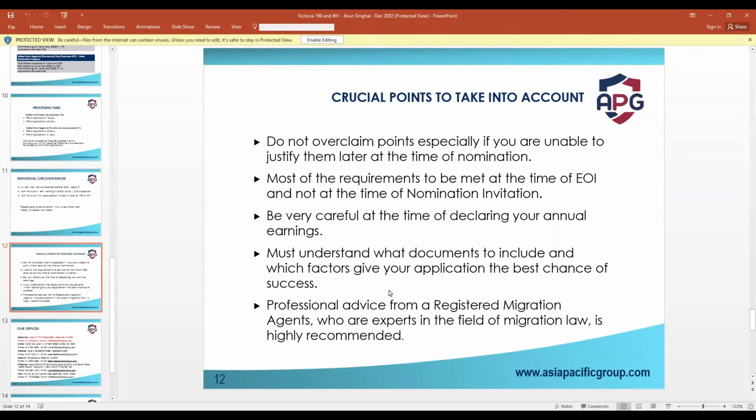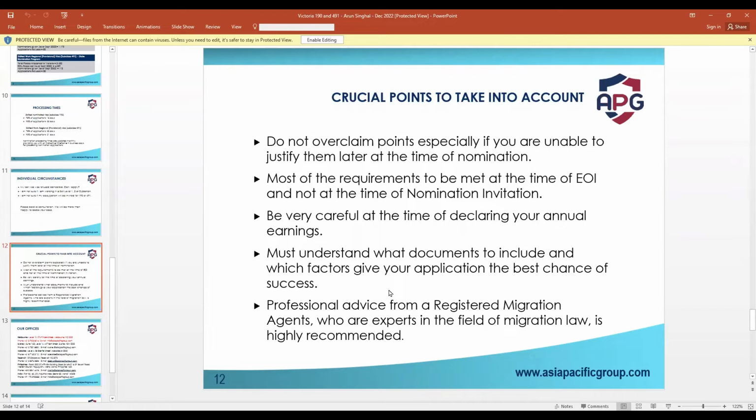You must understand what documents to include and which factors give your application the best chance of success. We can help you with that. Okay, so professional advice from a registered migration agent or expert in the field of migration law is highly recommended. We see clients who have studied a bachelor's or master's in Australia and have invested $50,000-$60,000 in their education. Now they want to do things by themselves. There is nothing wrong with doing it themselves.